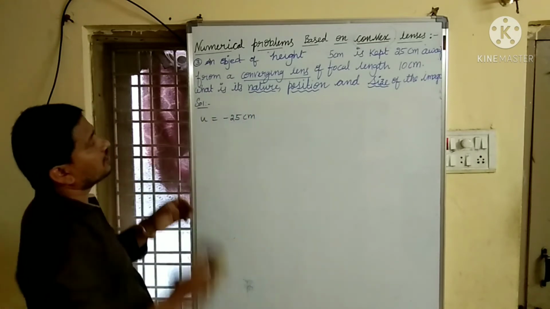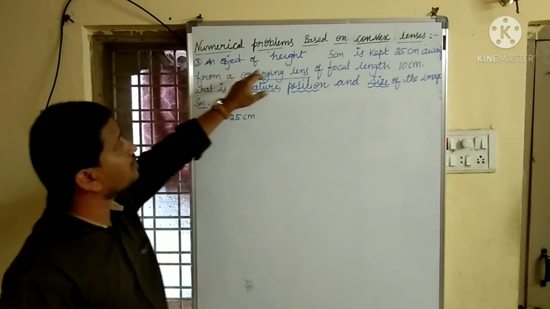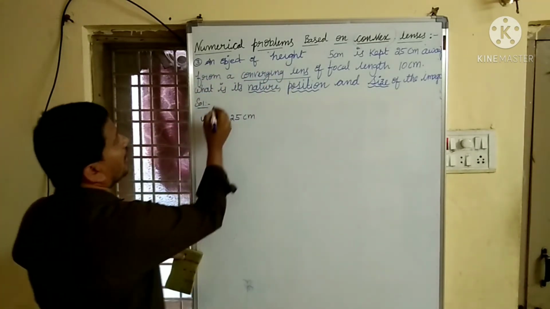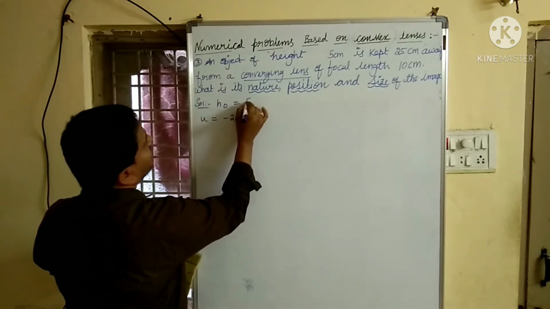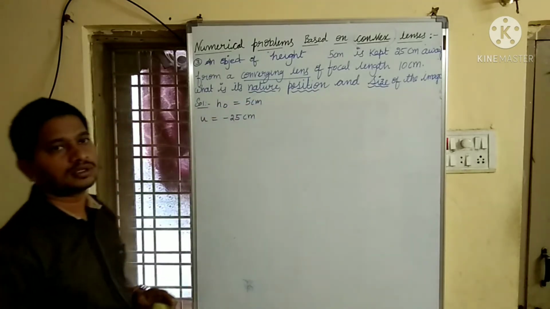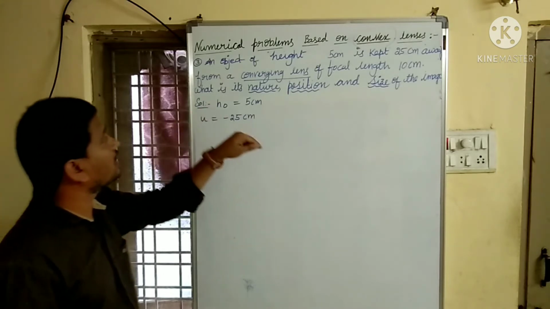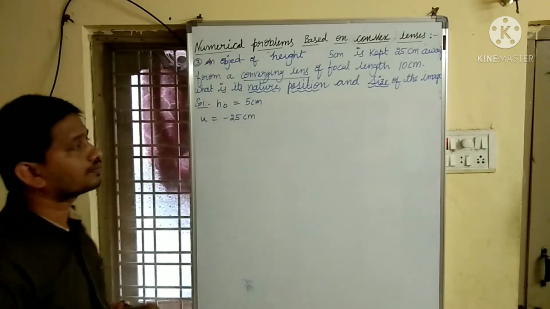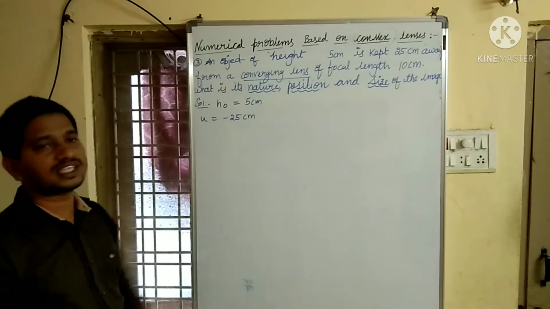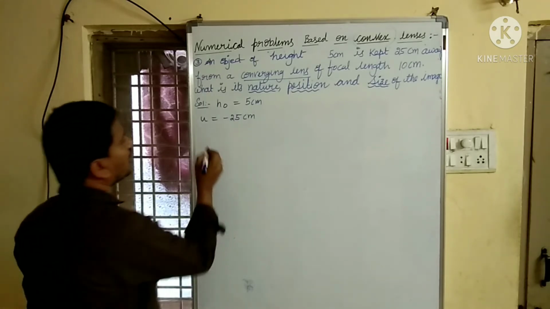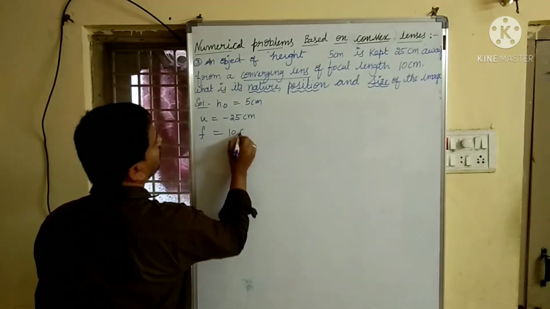So, what is given? Once again, see the question. An object of height 5 centimeter is kept 25 centimeter away from a converging lens. So object distance is minus 25 centimeter. And what is the focal length? Focal length is 10 centimeter.